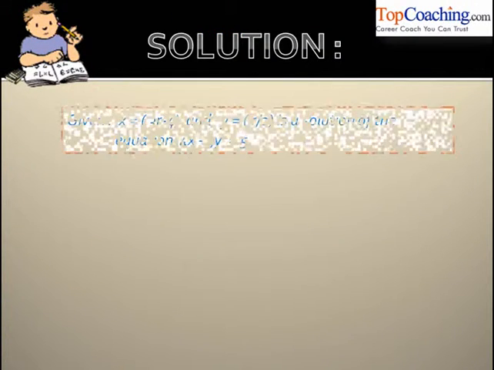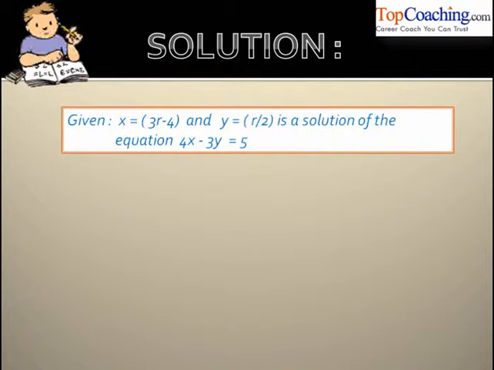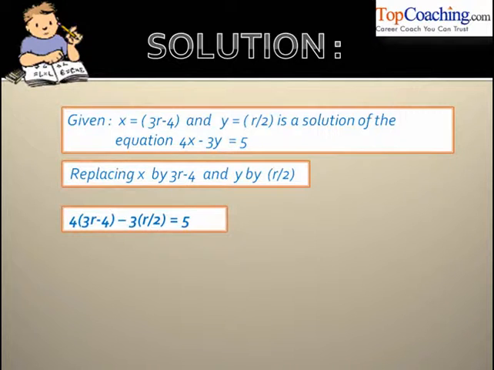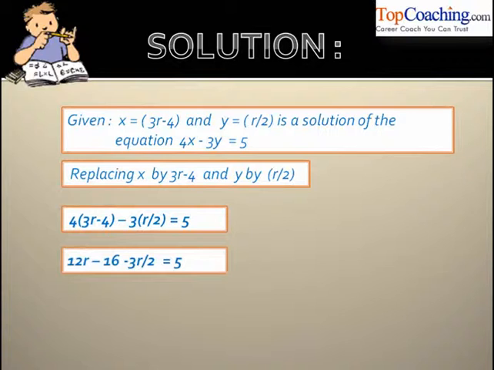So given to us that x is equal to 3r minus 4 and y is equal to r by 2 is a solution of the equation 4x minus 3y equal to 5. Now replacing x by 3r minus 4 and y by r by 2 in this equation, what do we get? 4 times 3r minus 4 minus 3 times r by 2 equal to 5, which could be further written as 12r minus 16 minus 3r by 2 equal to 5.